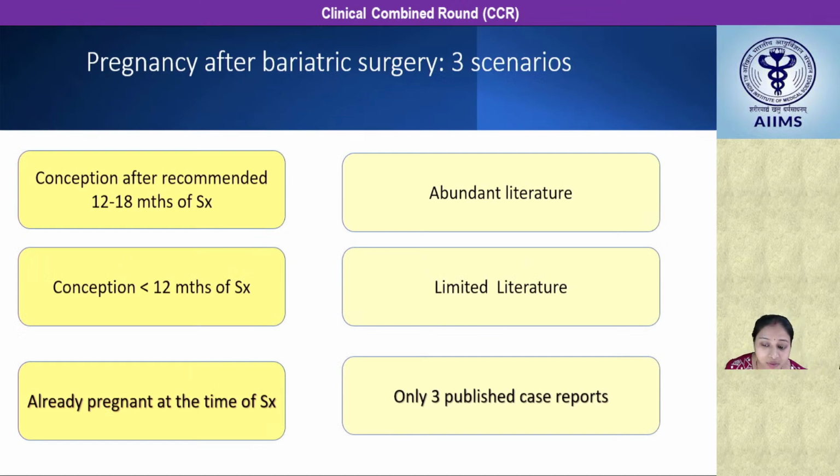We have three scenarios for pregnancy after bariatric surgery. First is conception in the recommended time, that is 12 to 18 months after surgery, for which we have abundant literature. Second is conception within 12 months of surgery, for which we have limited literature. Third, for the cases who were already pregnant at the time of surgery, only 3 published case reports are present to date.